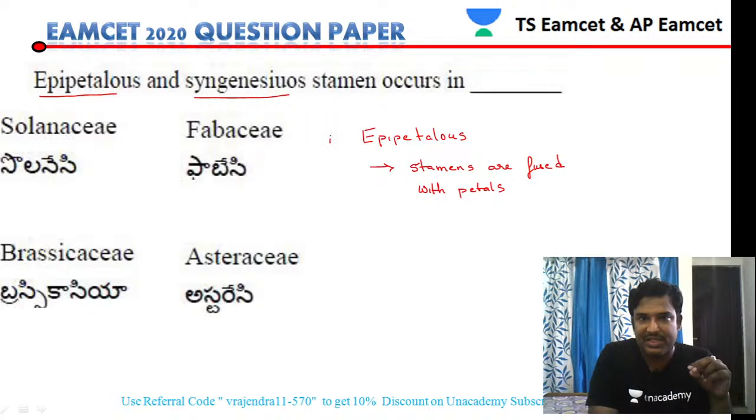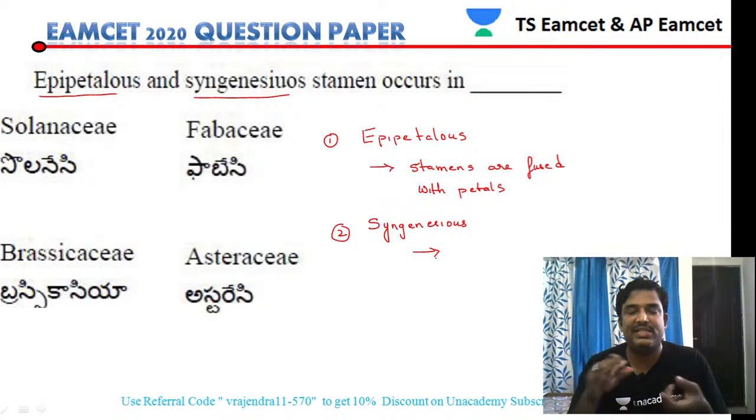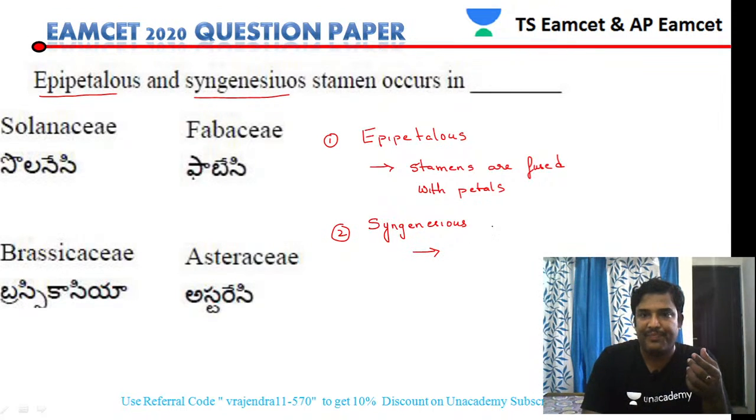Then there is another condition that was given here in the same question. It is called syngenous. So what is this syngenous condition? That is the thing. In this case also, it is discussing the stamens in a flower. So this also describes the stamens in a flower.